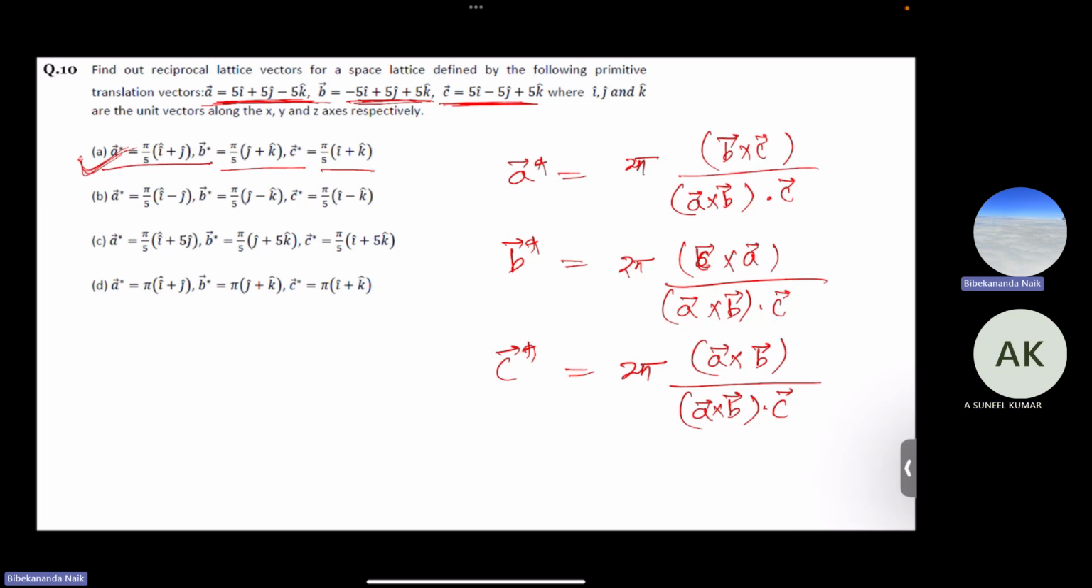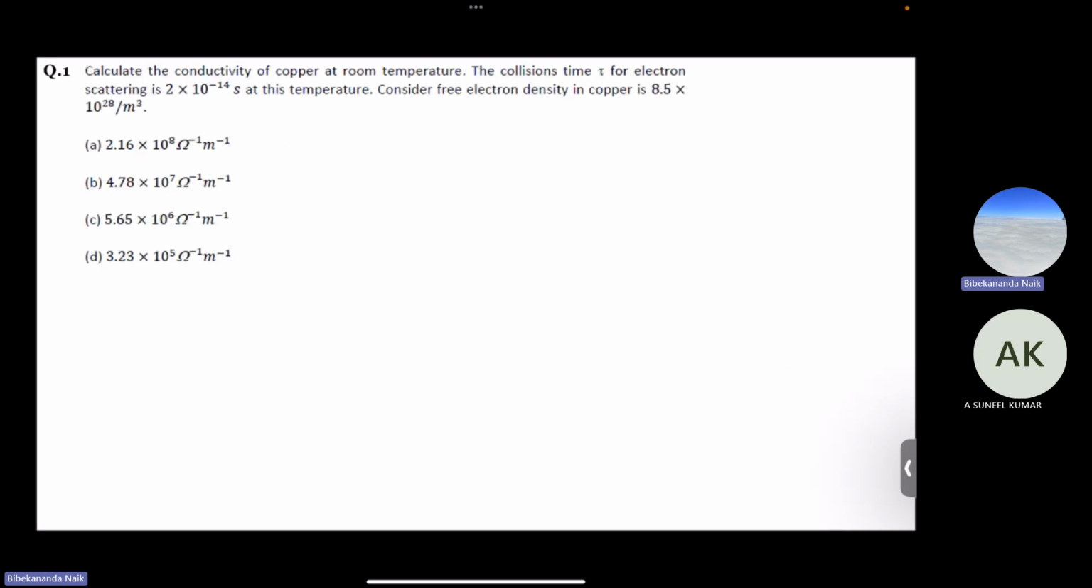One more thing: option D also has i cap plus j cap, j cap plus k cap, and i cap plus k cap, but there it is pi by 5, so this will not be the correct option. Anyway, you can calculate it that way. However, you can directly say that since 5 is taken as common, it will be pi by 5, and the form will be i cap plus j cap, j cap plus k cap, and i cap plus k cap. Then we will continue our discussion.